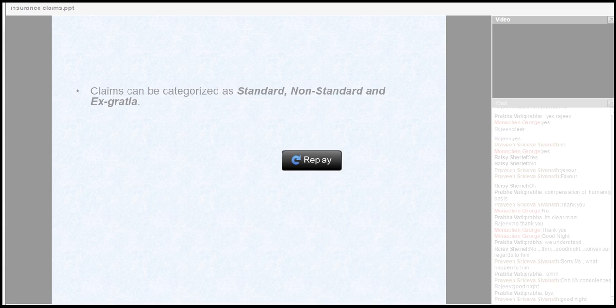What is this ex gratia? Do you have any idea about it? What is ex gratia? Do you have any idea about it? Anyone out there? What is ex gratia? Yes, correct.